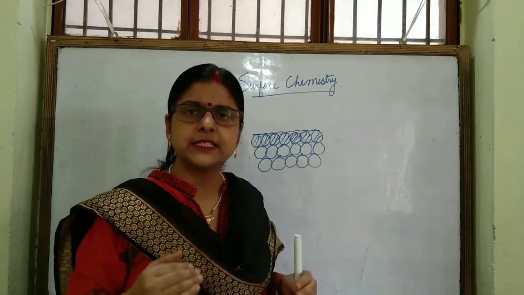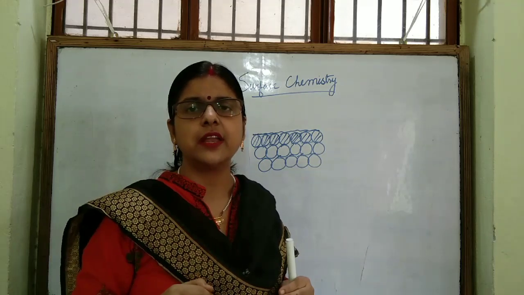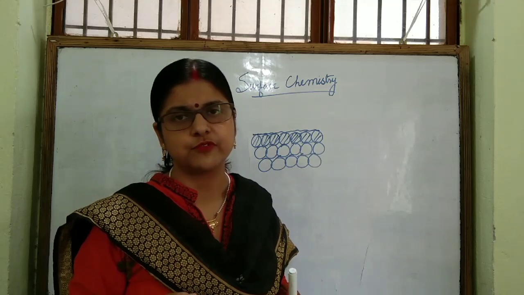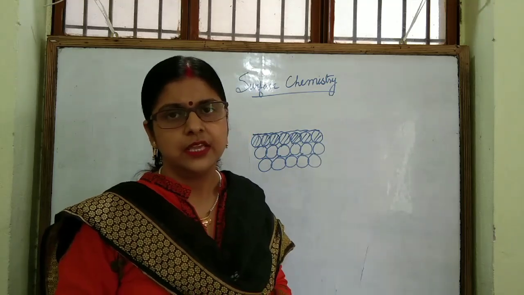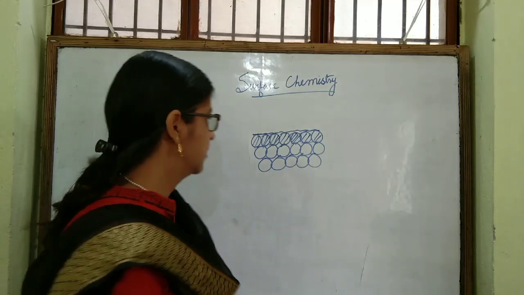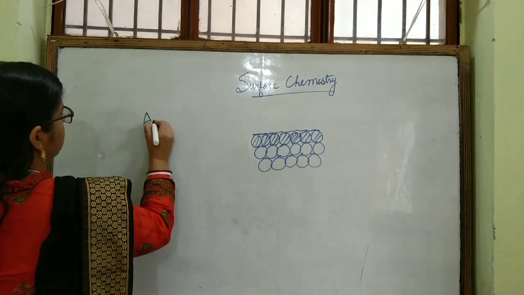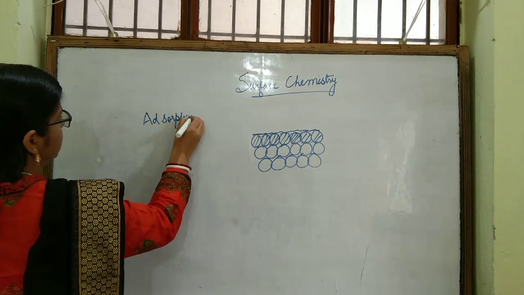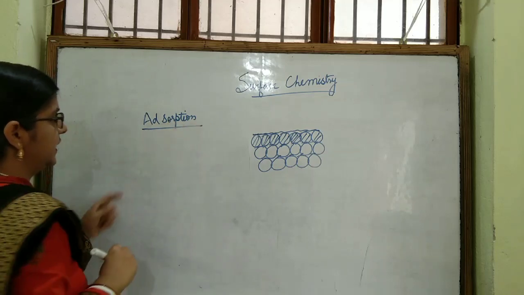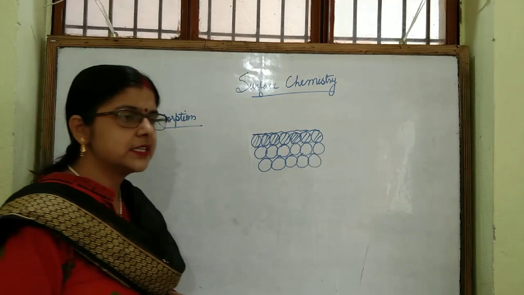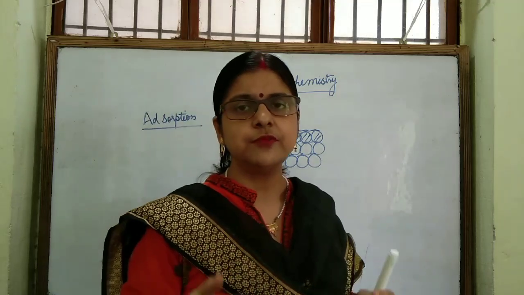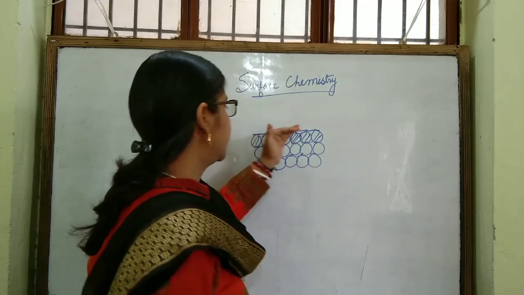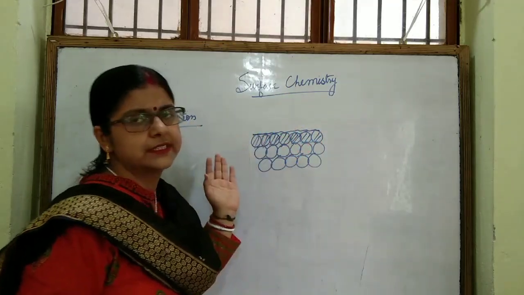Now, to understand this chapter, we'll have to understand adsorption. And what is the difference between adsorption and absorption, that also we'll have to understand. Yes, what is adsorption? A-D-S-O-R-P-T-I-O-N. Adsorption. It is not absorption. See, it is adsorption. What is this term adsorption? Adsorption means concentration of certain species on the surface of another species.